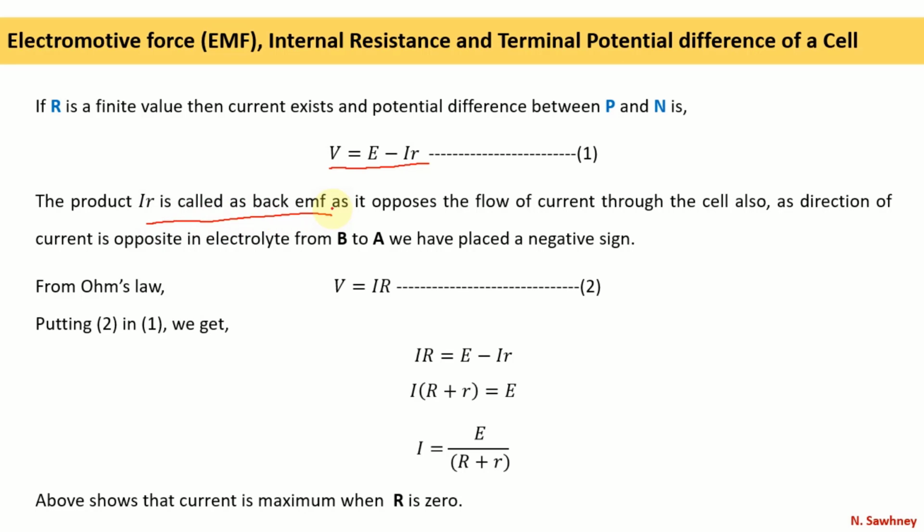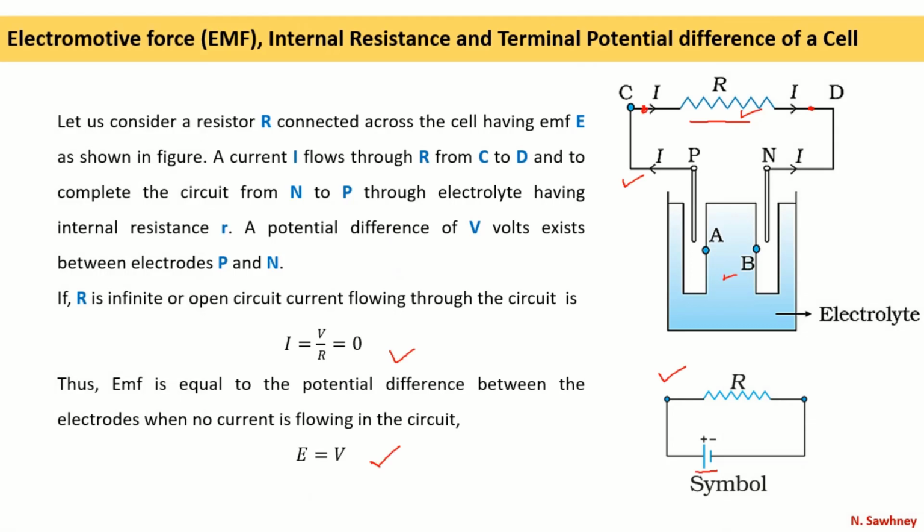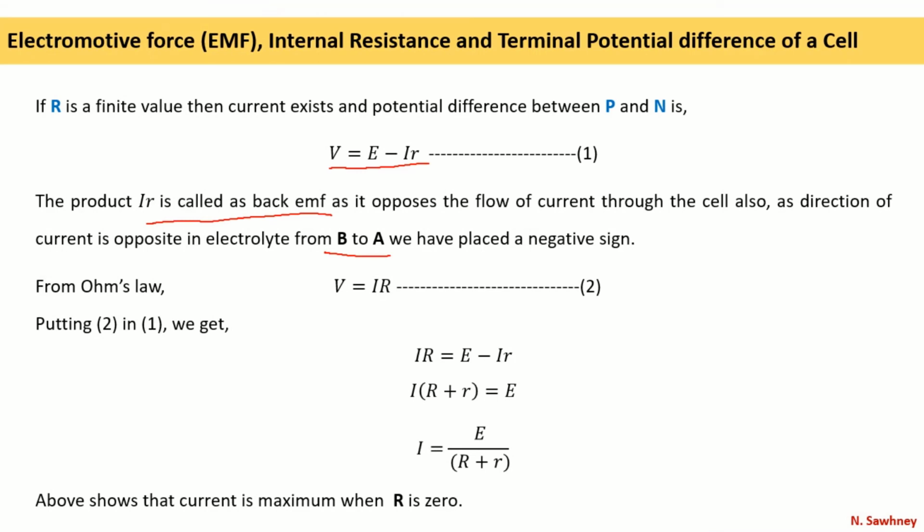Also, the direction of the current is opposite in the electrolyte, from B to A. You can go back and see the direction of the current in the electrolyte is from B to A, and in the external circuit the direction is from C to D. Here it is from B to A. So we have put a negative sign here, that is minus of Ir.